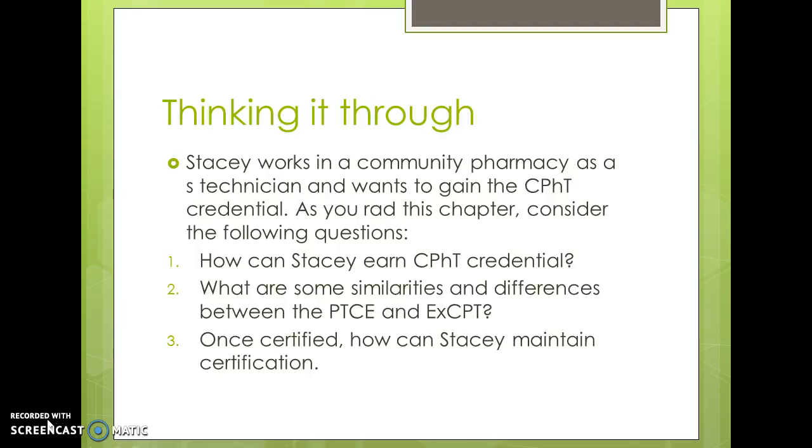achieve her certification as a pharmacy technician? What are the differences and similarities between the two key exams, the PTCE and the ExCPT? And how would Stacy, in this scenario, maintain her certification as a pharmacy technician? These are the key points that you should be familiar with.